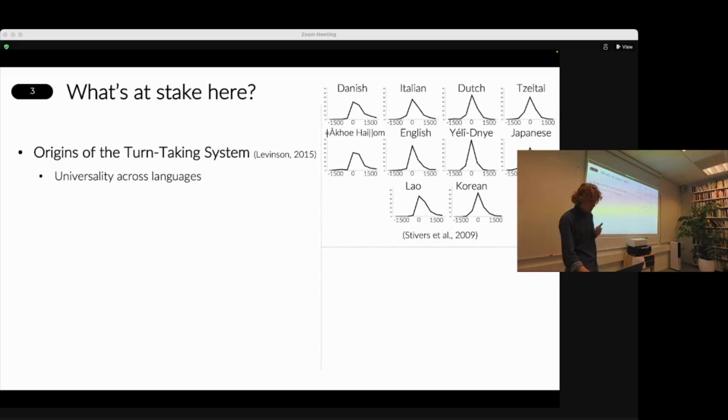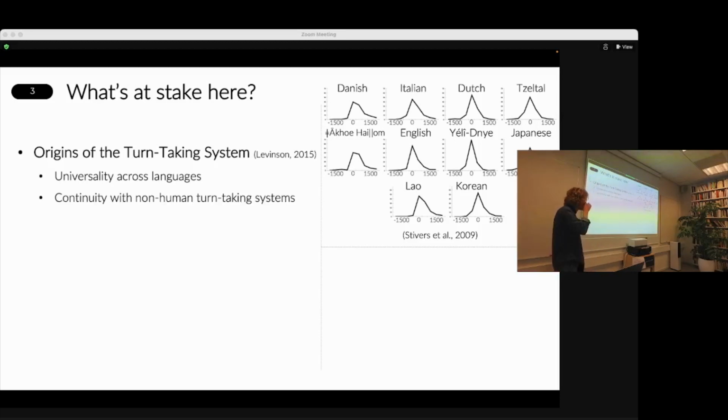And here we see, from Danish to Italian to Lao and Korean, similar structures of turn-taking. Every single language that has been investigated in this sense has this sort of universal latency of around 200 milliseconds. And amazingly, these languages exhibit quite a lot of diversity in terms of whether they're verb initial or verb final. You might think that could have an effect on the latencies, and yet we don't. We see this universal structure.